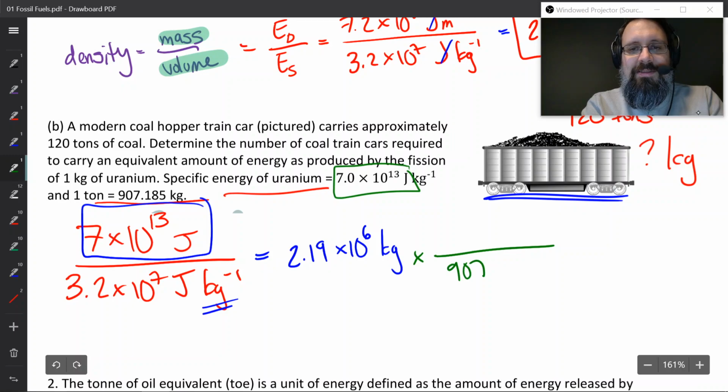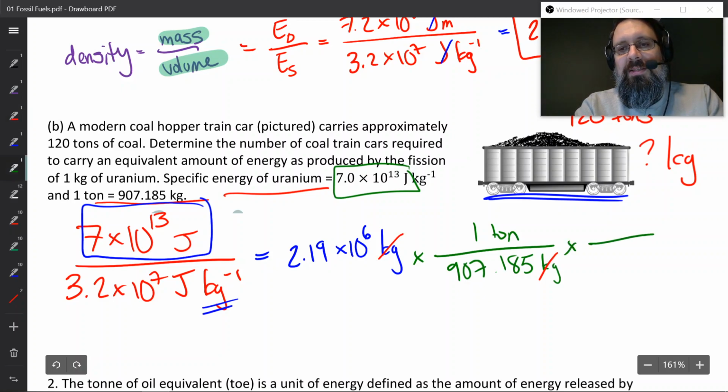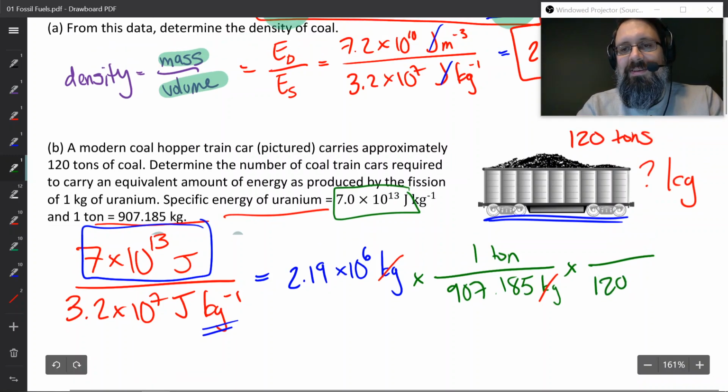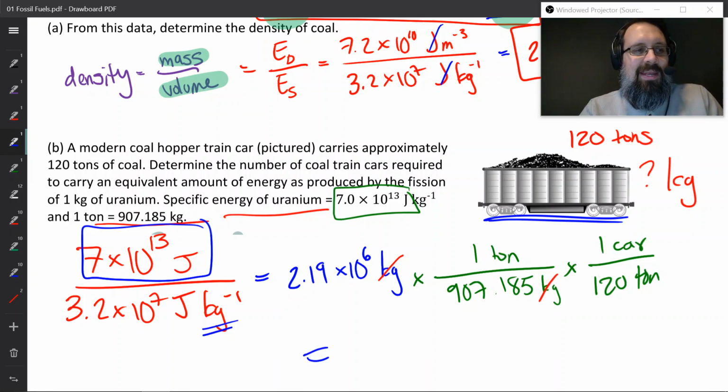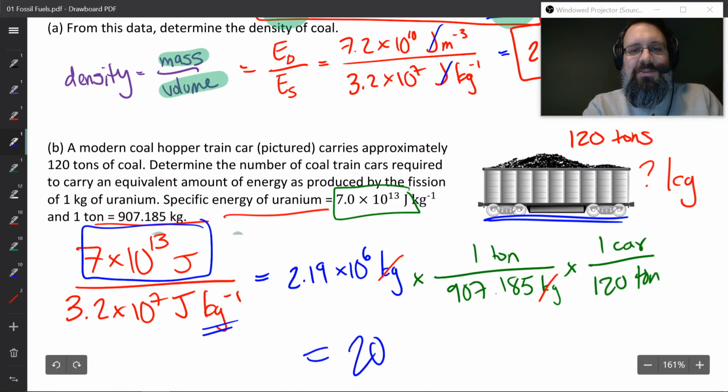907.185 kilograms is 1 ton, that's the unit conversion I gave you over there. And so that'll cancel out our kilograms. And then we also know that 120 tons is 1 car. If we do all of this math and multiply it all together, you end up getting about 20 cars.